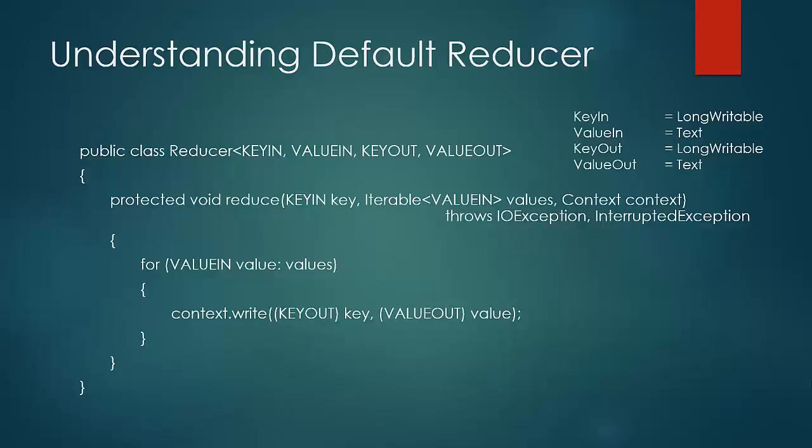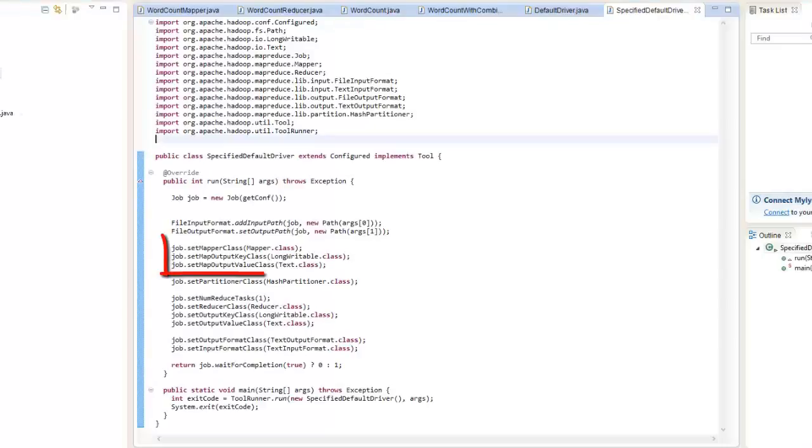Let us look at a default driver which is explicitly specified. As discussed, the default mapper class is Mapper and the key is LongWritable and the value Text. The default partitioner is the hash partitioner. The default number of reducers is 1. The default reducer is Reducer.class and the output key is LongWritable and the value is Text. Setting the output and input format is not something we have discussed till now, and it is what we will discuss in the next lesson.